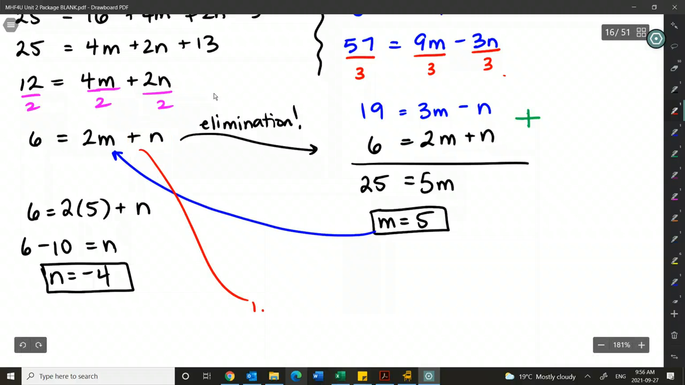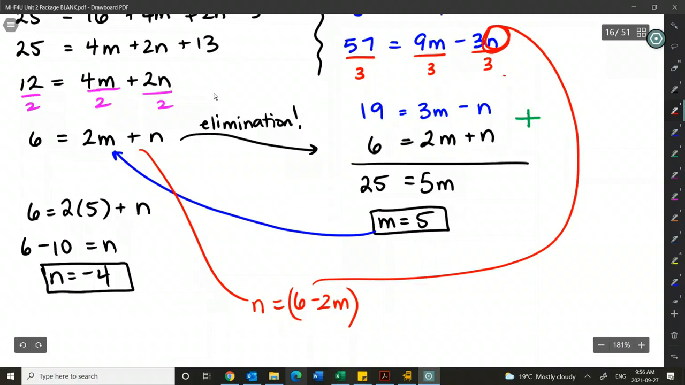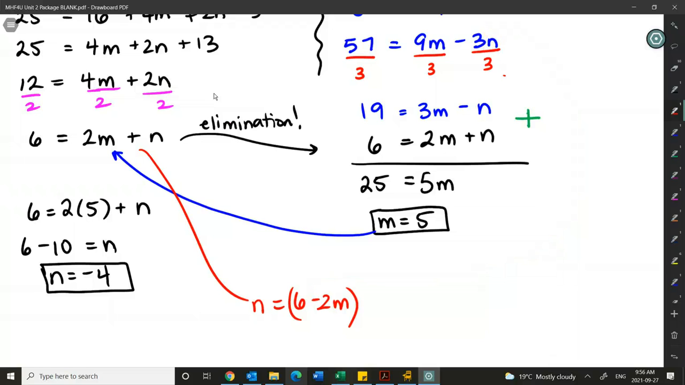You're going to isolate for n. So I would do 6 minus 2m, move the 2m to the other side. And then you're going to sub it into the other equation. So where I see an n in the second equation, I would replace it with 6 minus 2m, and then I have all m's in there that I can solve for. So substitution, we need to get a variable by itself in one equation and plug that expression into the other equation to solve. Good question.